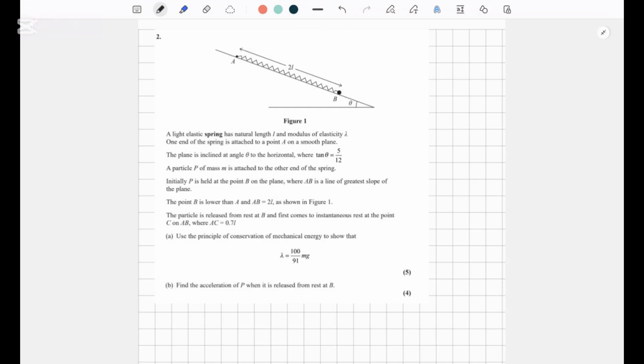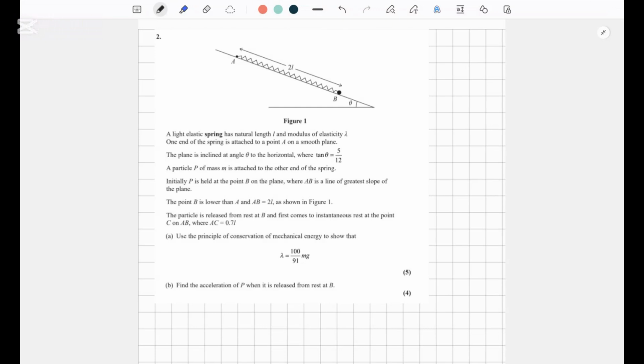So they say the point B is such that AB equals 2L. The particle is released from rest at B, and first comes to instantaneous rest at the point C on AB, where AC equals 0.7L. Use the principle of conservation of mechanical energy to show that lambda equals 100 over 91 mg. So that's the modulus of elasticity. So we've got to find that now.